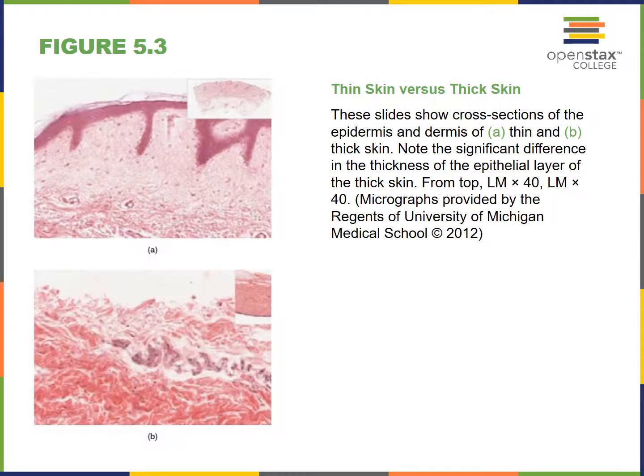Here it shows thin skin versus thick skin in figure 5.3. A is thin skin, and B is the thicker skin. You can note that significant difference in the thickness of the epithelial layer of the thick skin.